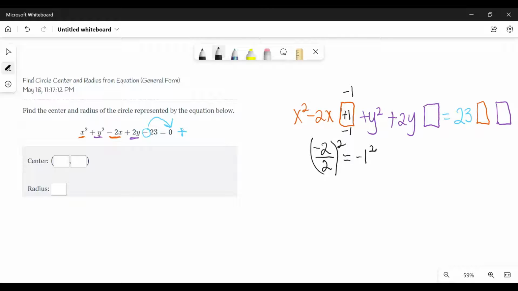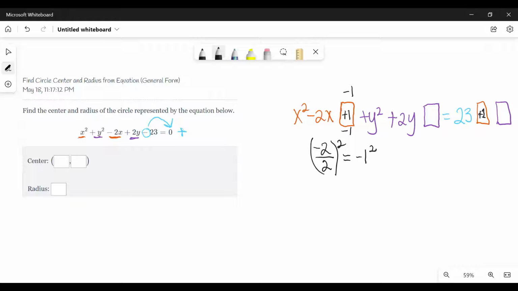Alright, now since I added this +1 on the left hand side of the equation, I'm going to add it on the right hand side, just to keep that balance that I just mentioned. It's a law of math. We have to keep our equations balanced.